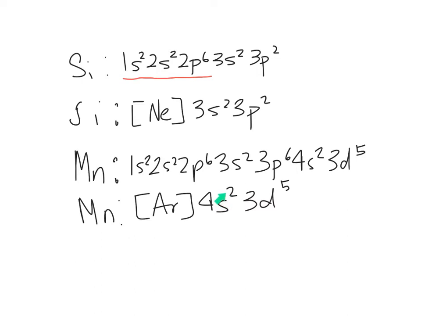These two leave first because 4 is bigger than 3. 4 is bigger than 3. You learned that in kindergarten. What comes next? 5. 5 is bigger than 4. So if you have a 5 something, it's going to go from there first. You pick out of the highest principal quantum number first.